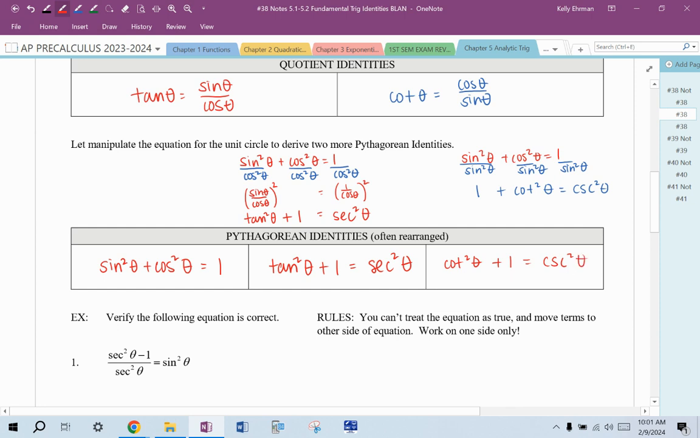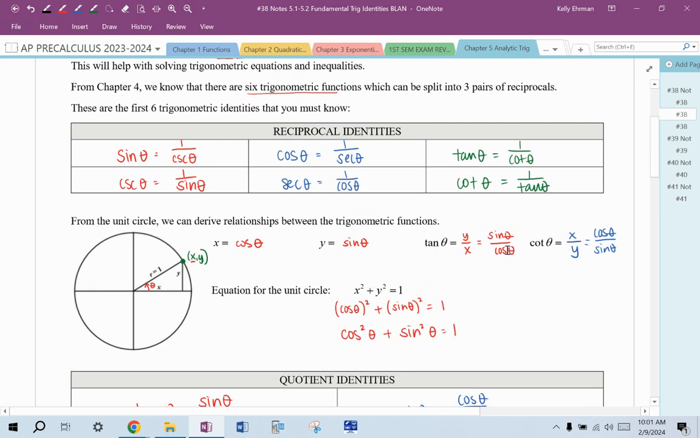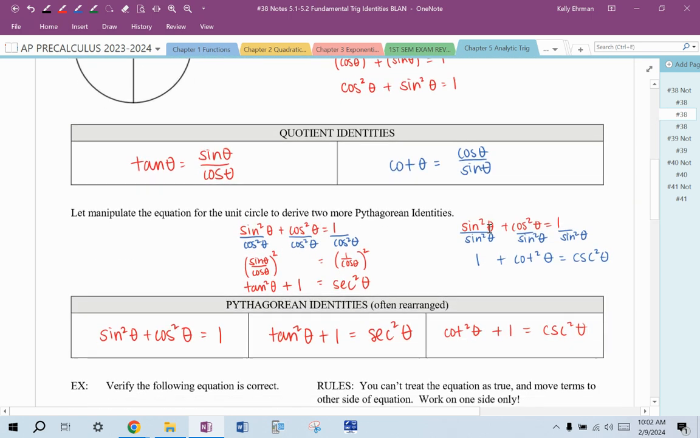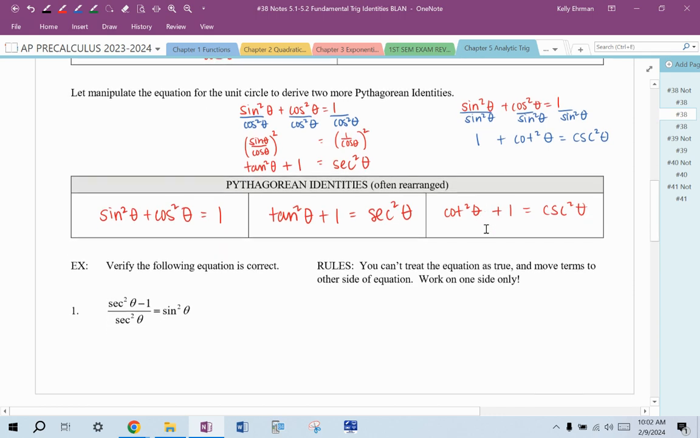Because these two, the way that you read them out is very similar. You just put a co in front of everything, right? This one's tangent squared plus 1 equals secant squared. This one's cotangent squared plus 1 equals cosecant squared. If you can remember that they're the same with co's in front of it as you read it out, that's another way to remember. So part of your job is to memorize the reciprocal identities, which you hopefully already have memorized. Memorize quotient and Pythagorean.